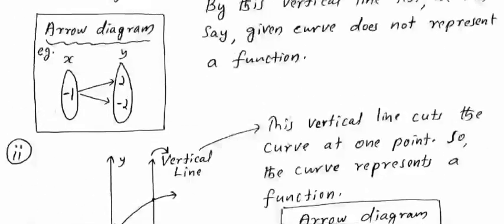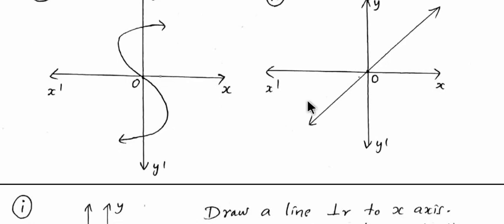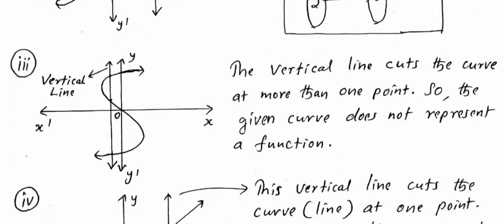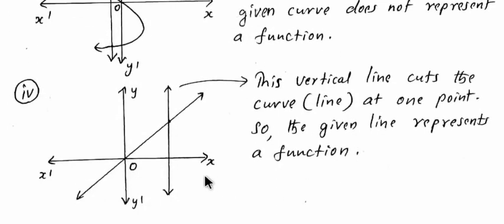Then the fourth one. This is the fourth graph. Take that fourth one. Then draw a vertical line again. This vertical line cuts the curve, or rather the line, since this is not actually a curve. This is a straight line. The vertical line cuts the given line at only 1 point. So the given line represents a function.